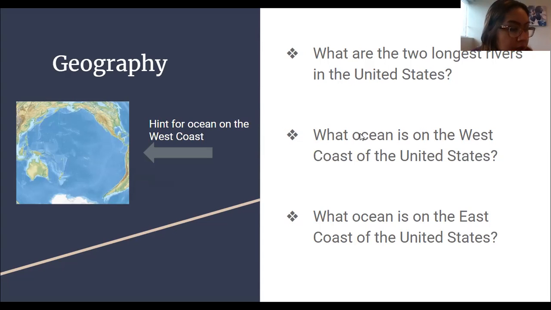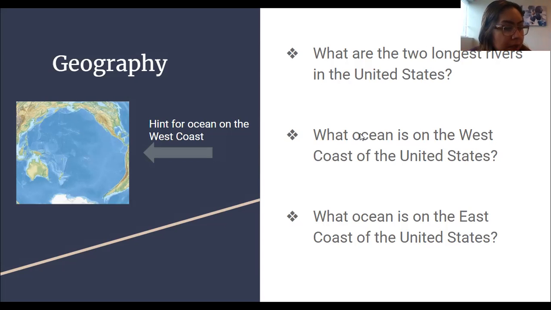So the next question, which is question 90, is what ocean is on the east coast of the United States? So the east coast would be those east coast states like New York, Delaware, New Jersey. So it's on the other side of the United States. So it's asking what ocean is located on the east coast of the United States. And the answer to that question is the Atlantic Ocean.